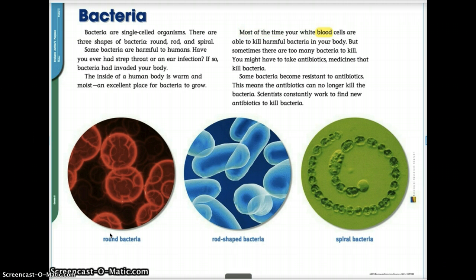Most of the time, your white blood cells are able to kill harmful bacteria in your body. But sometimes, there are too many bacteria to kill. You might have to take antibiotics, medicines that kill bacteria. Some bacteria become resistant to antibiotics. This means the antibiotics can no longer kill the bacteria. Scientists constantly work to find new antibiotics to kill bacteria. Round bacteria. Rod-shaped bacteria. Spiral bacteria.